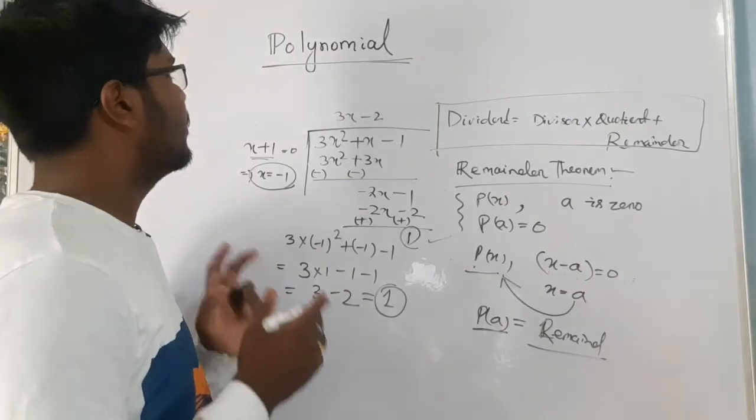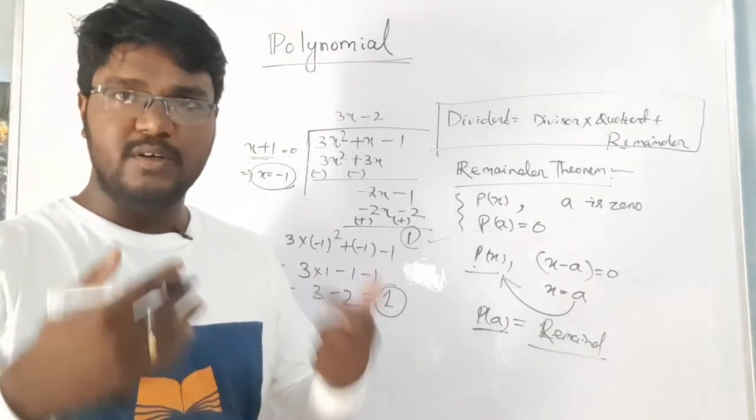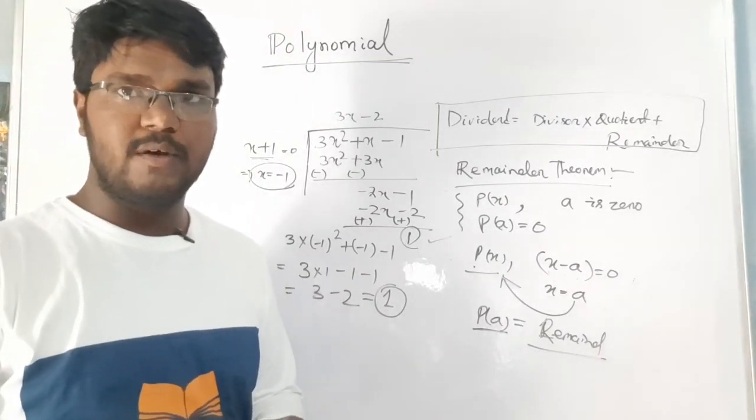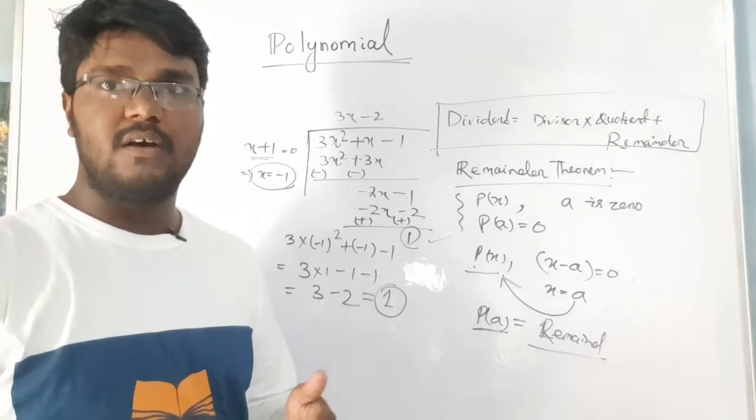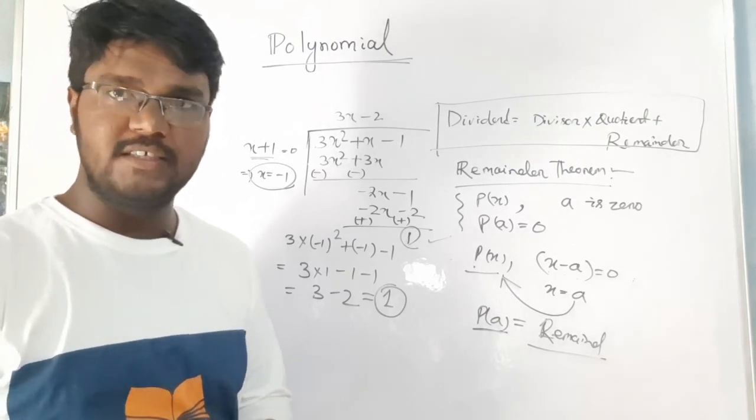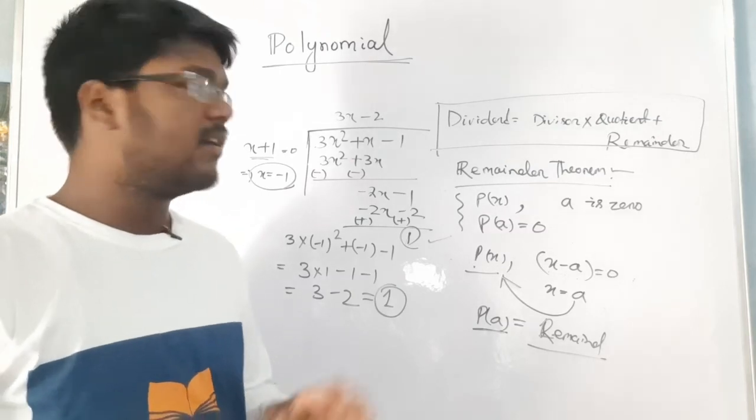This is the first part of polynomial. Then, in the second part, we will discuss more about its factorization, and how we will know about the identities, how we will use the identities in this.